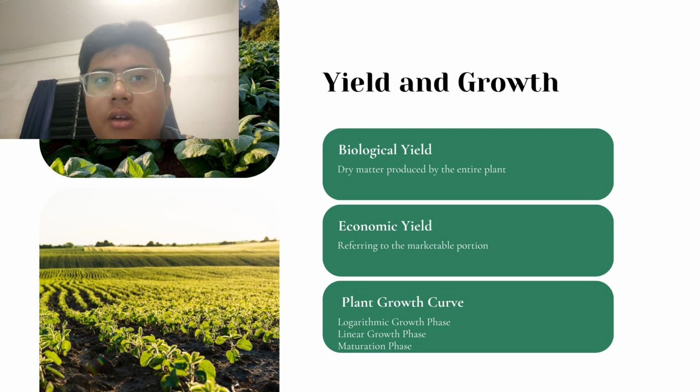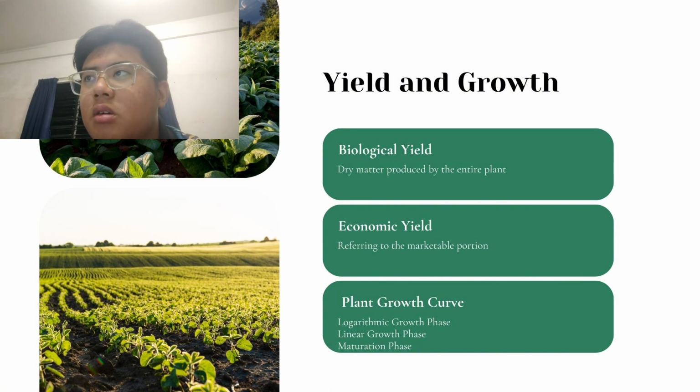We can categorize yield into biological yield, which is the total dry matter produced by the entire plant, and economic yield, referring to the marketable portion, be it grain, fruit, or fiber. For grain crops, yield is a product of various components: the number of plants per area, number of heads or pods per plant, the number of seeds per head, and the weight per individual seed.